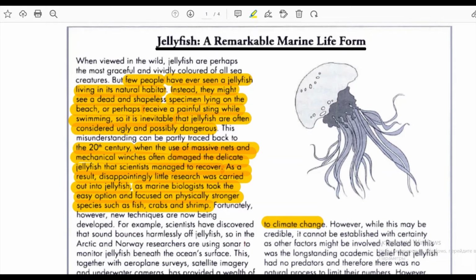But how is that? The writer says that disappointingly little research was carried out into jellyfish and that marine biologists took the easy option by focusing on other species. Therefore, they should have conducted more research. That's great. Go forward.